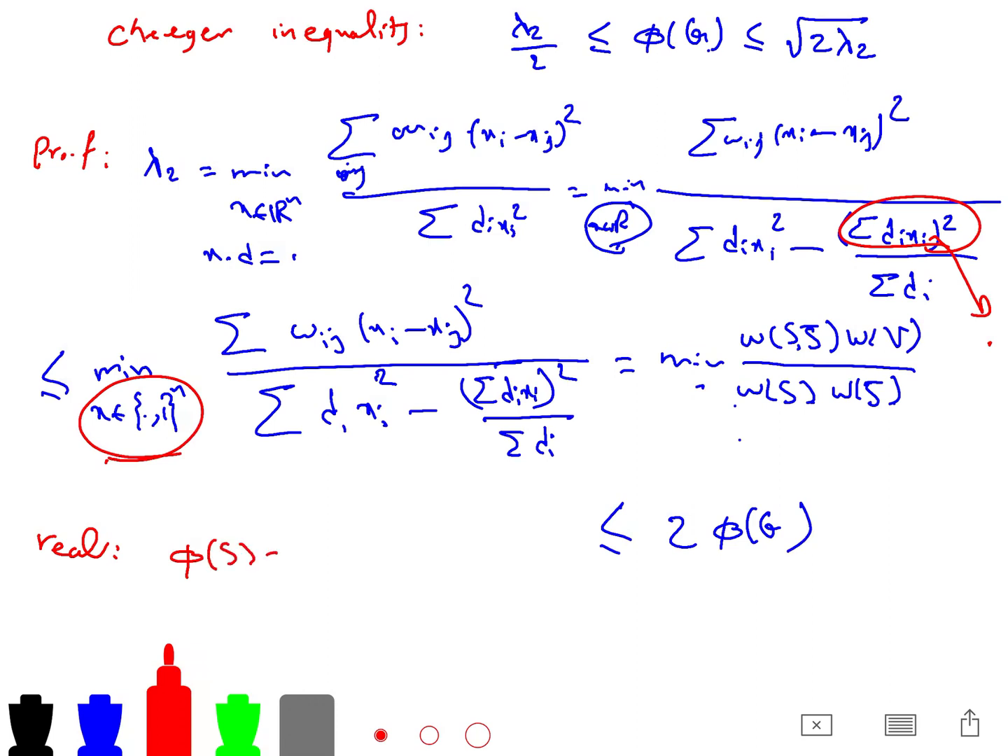that phi of S is omega of S and S bar over the minimum of, this is your expansion, edge expansion, not vertex expansion. These are two different things. But edge expansion, everybody knows about edge expansion. Few people know about vertex expansion because it has its own Cheeger inequality, it has its own Cheeger algorithm, and so this is the minimum of omega S and omega of S bar.